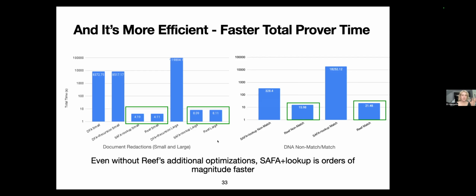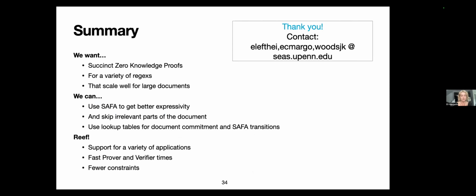So the takeaway here is that even without Reef's additional optimizations, the key insights of Reef, of the SAFAs and the use of lookup arguments, result in order of magnitude faster prover time than alternate solutions. So in summary, we want succinct zero-knowledge proofs for a variety of regexes that scale well for large documents. We can use SAFAs to get better expressivity and skip irrelevant parts of the document, and we can use lookup tables for document commitment and SAFA transitions, which gives us Reef, which has support for a variety of applications with fast prover and verifier times and fewer constraints than alternatives.